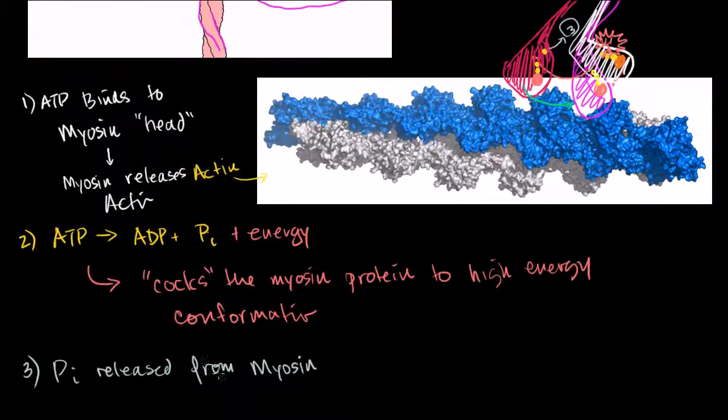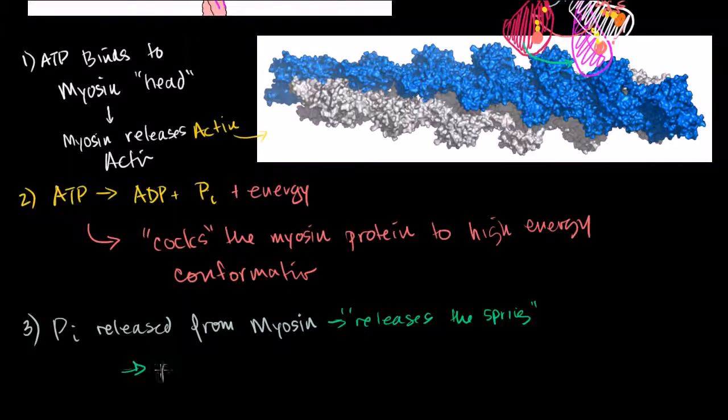So when the phosphate group is actually released, remember, the original release is when you take ATP to ADP and a phosphate. That put it in this kind of spring-loaded position. When the phosphate releases, this releases the spring. And what that does is it pushes on the actin filament. So you could view this as the power stroke. We're actually creating mechanical energy.